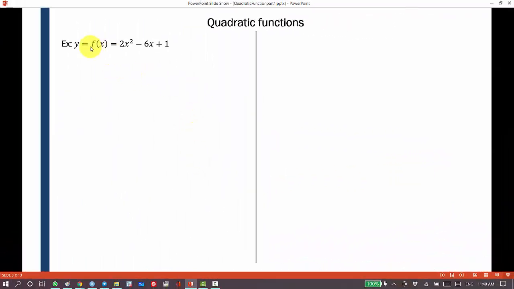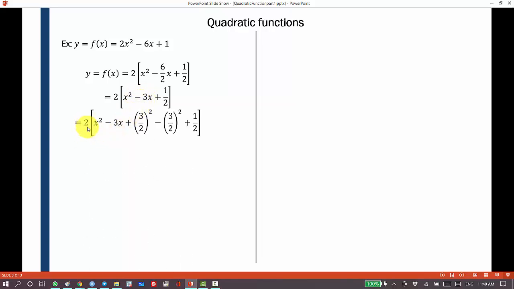For instance, let's go ahead with this example: 2x squared minus 6x plus 1. We know that a is 2, b is minus 6, and c is 1. As always, we take 2 as a common factor outside. We have x squared, then 6 over 2 x, which is minus 3x because 6 divided by 2 is 3, plus 1 over 2. Now we divide 3 by 2 and square it. That is 2 times x squared minus 3x plus 3 over 2 all squared, minus 3 over 2 all squared, plus 1 over 2. These three terms, x squared minus 3x plus 3 over 2 all squared, are nothing but x minus 3 over 2 all squared.